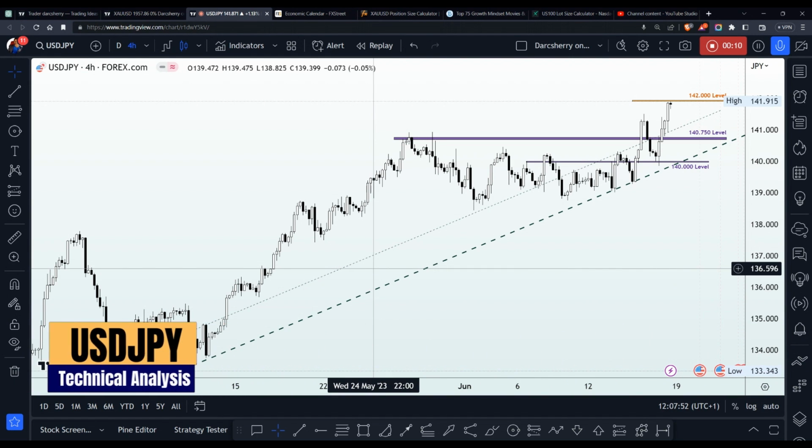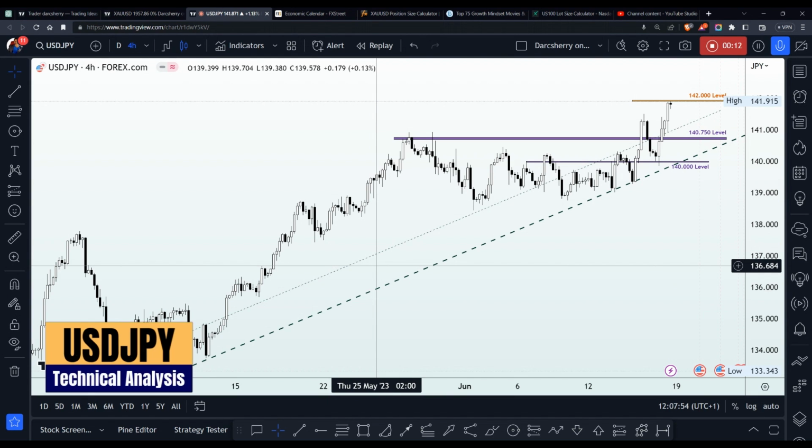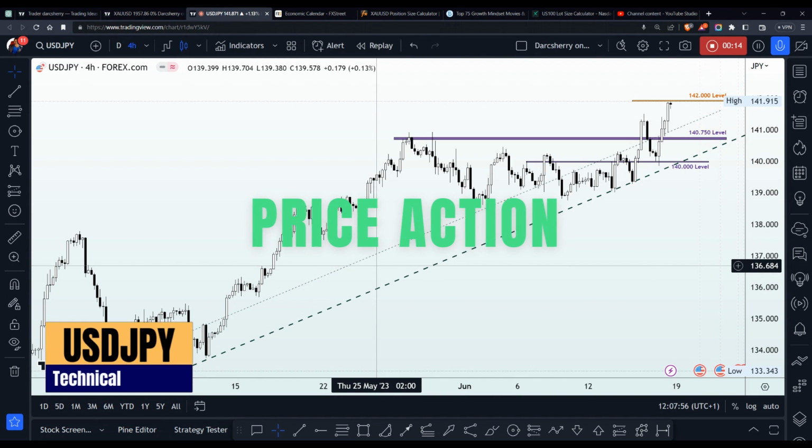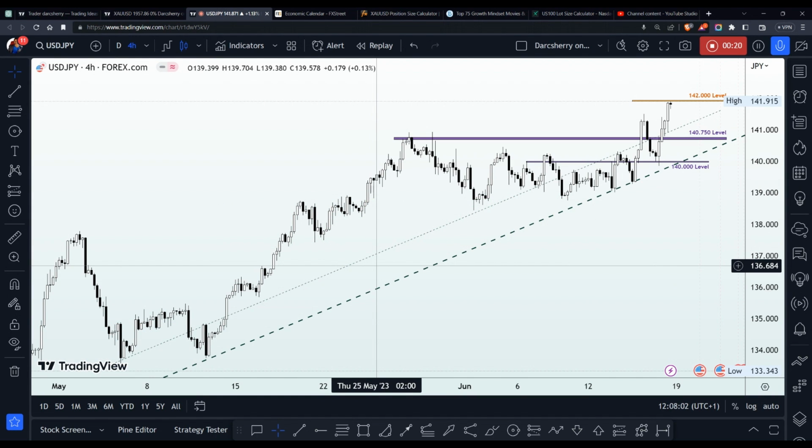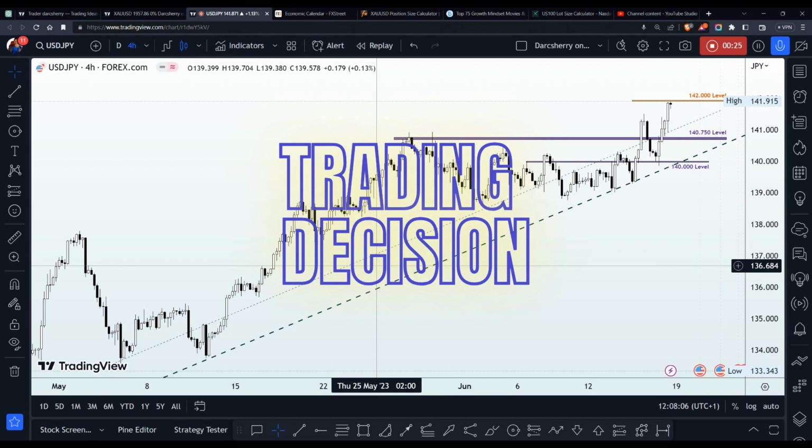We are going to be exploring the recent movement and chart patterns on this market structure, while we also try to uncover key insights that can potentially shape our trading decision ahead of the incoming week.